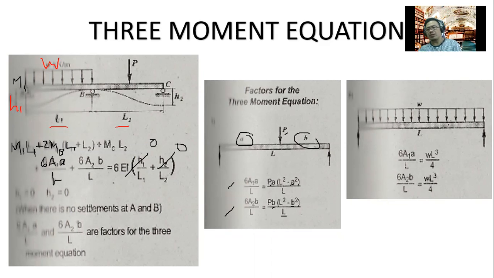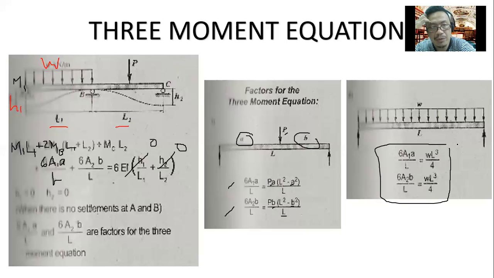Now it will be easier for uniform load because you have the same values for 6A1A and 6A2B over L. You have WL cubed over 4. Most common during the 3-moment equation are the uniform load and concentrated load. In other words, these are just the most common formulas that you have to remember. They will not usually put varying loads here, because for the sake of the board exam, that is too complicated and long.